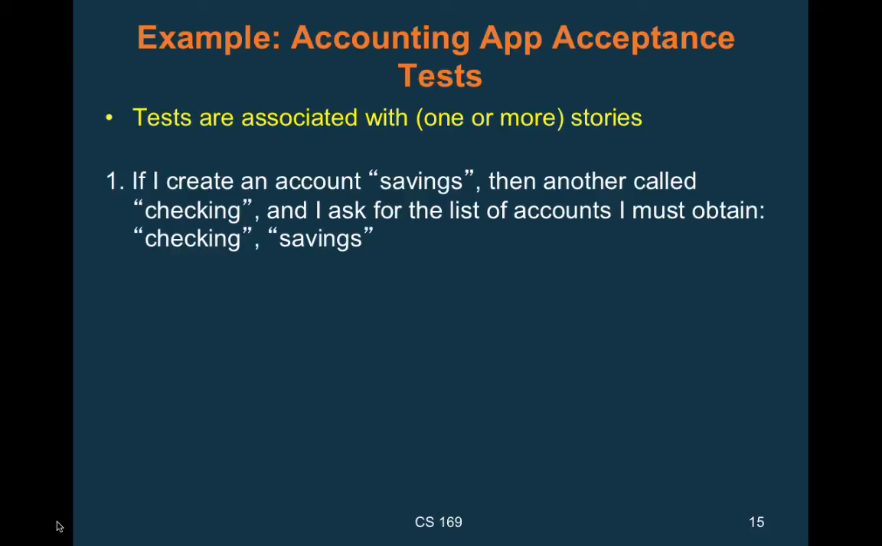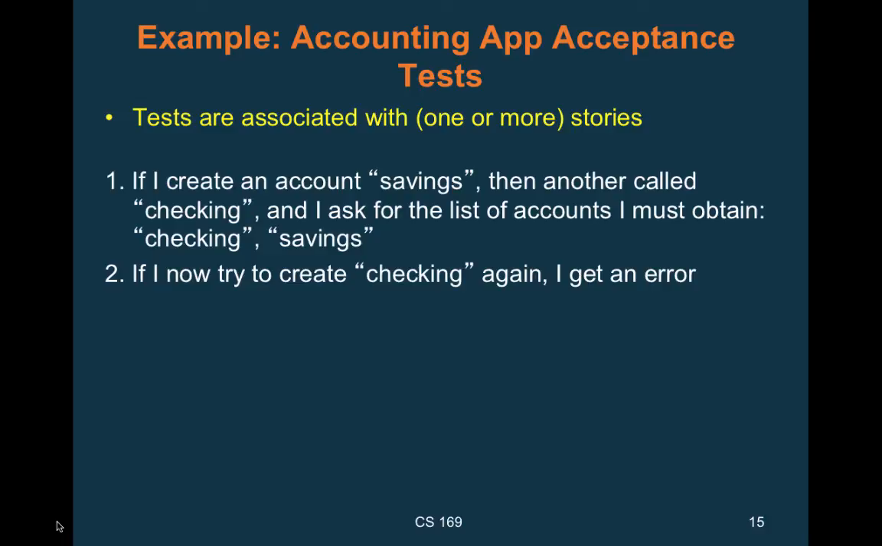If I create an account savings, and then I create another account called checking, and then I ask for the list of accounts, I must obtain checking followed by savings. So this ties in the create account and the list accounts and puts them together, tied with some concrete data points. And notice that the alphabetical order is implicit here. It is also very explicit, the actual names of the accounts you're using.